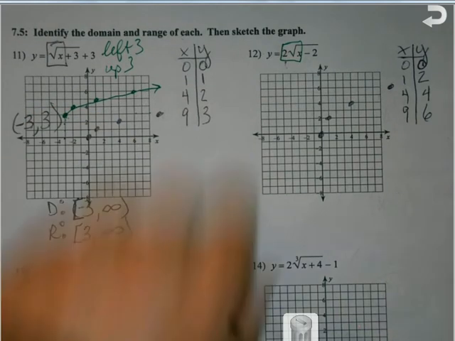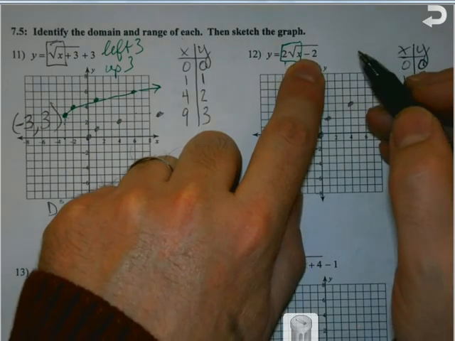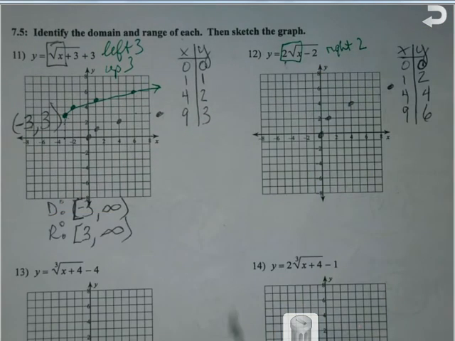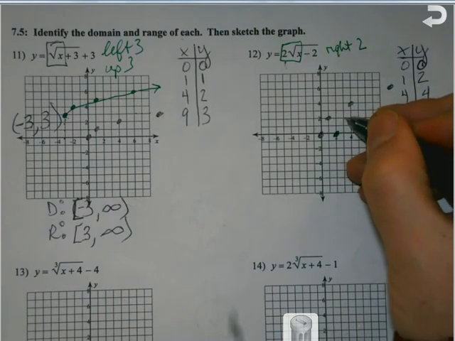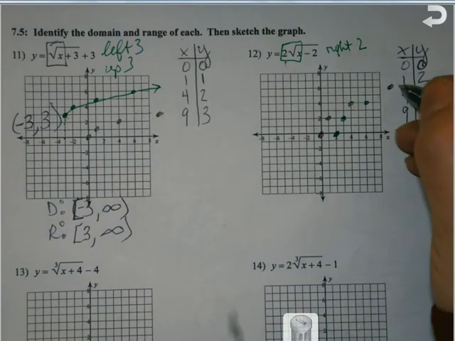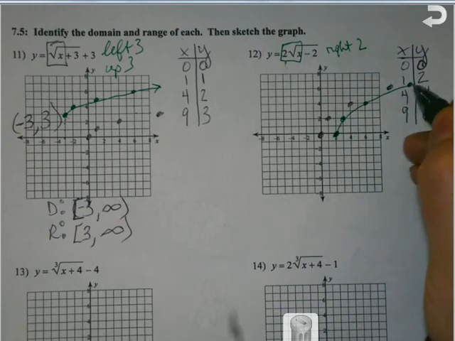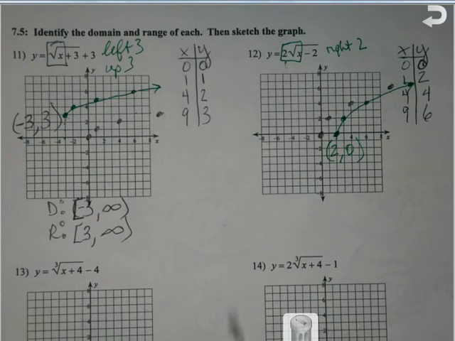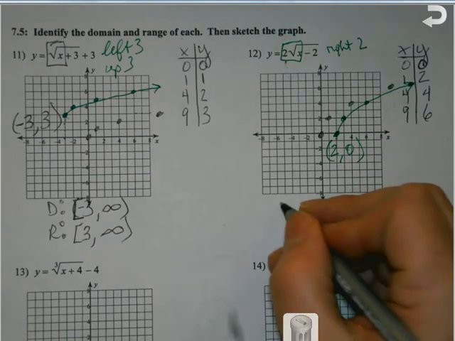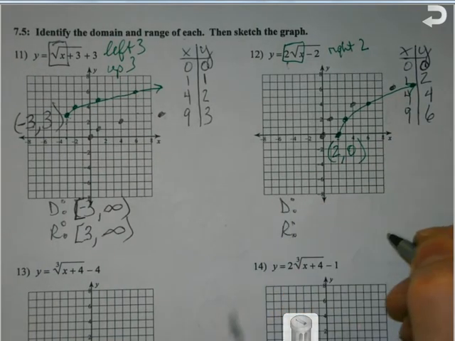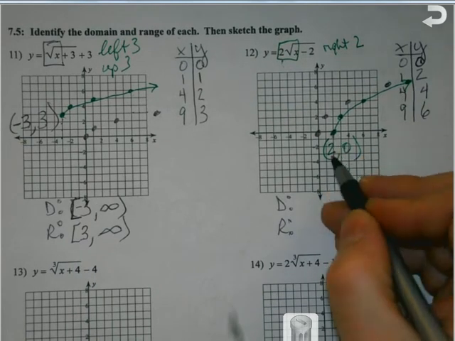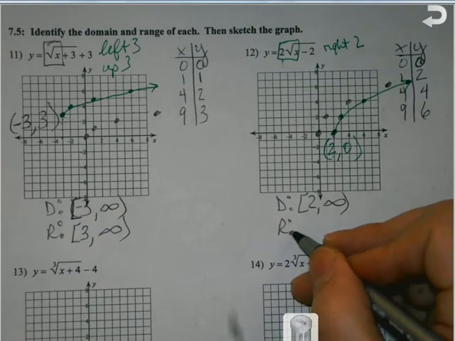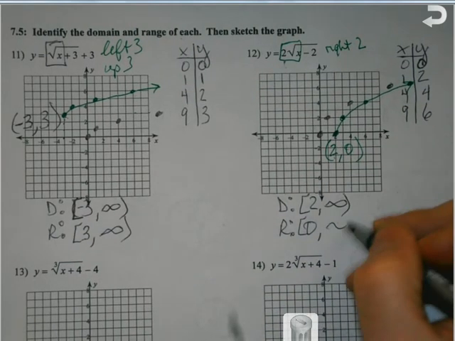Then I'd look at those and I'd say, okay, what's my shift here? It's under the radical. It's left or right. Oh, the minus is right. Right 2. So each one of these, right 2, right 2, right 2. Oh, we're getting way out now. Right 2. Look at that. I say, where does my graph start? It starts at 2, 0. So that's going to help me with my domain and range. My domain starts at 2, goes off to infinity. My range starts at 0, goes up forever.